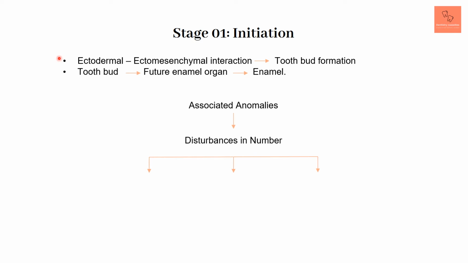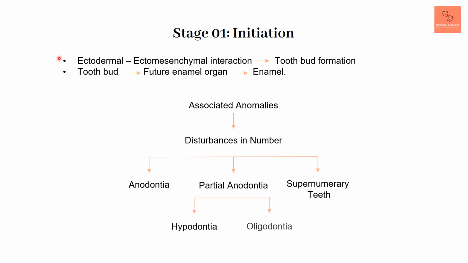So the disturbances in number of teeth could be anodontia, partial anodontia, and supernumerary teeth. Partial anodontia is further divided into hypodontia and oligodontia. Also, fusion and gemination could be a result of a defect in the initiation process.